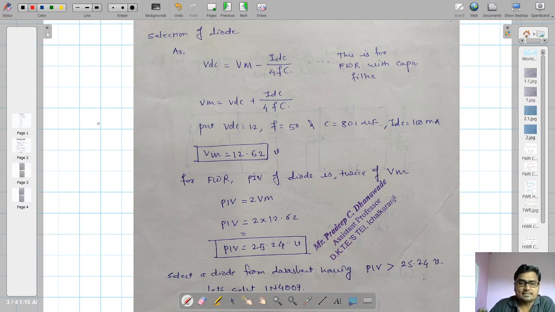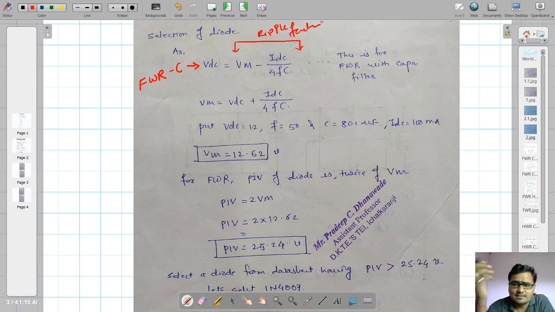So for a full wave rectifier with capacitor filter, we know that VDC is equal to Vm minus, you will get this equation in the derivation of ripple factor. Look at this. This equation is there in the derivation of ripple factor. You check that derivation, you will get that VDC is equal to Vm minus IDC divided by 4FC. This is for a full wave rectifier with capacitor filter. This is for reference only. It means you will find it in the analysis of ripple factor.